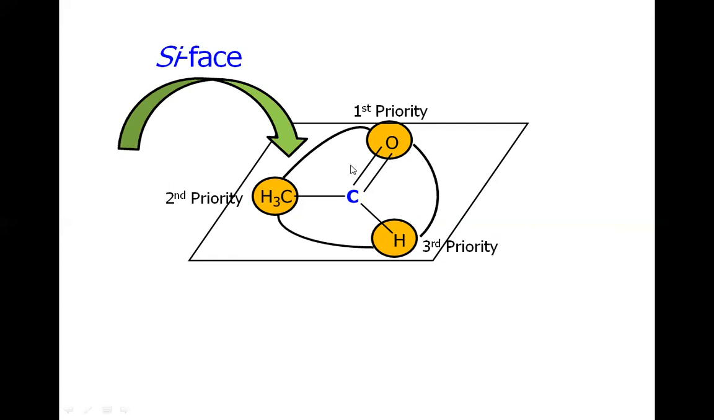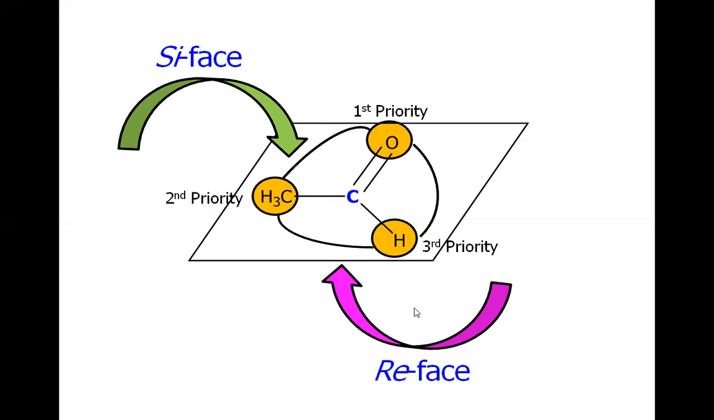The Si phase. So this phase which is shown here is the Si phase. What if we reverse the phase? That is, if we look from behind the plane, then the first priority, the second priority and the third priority will look like they are in a clockwise manner. So it will be a Re phase.